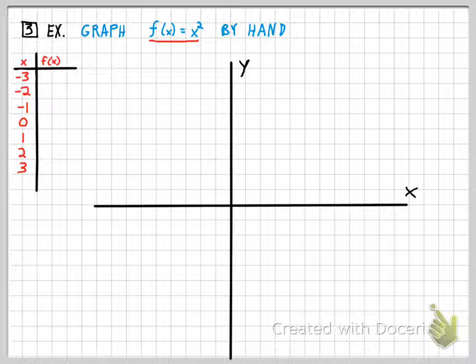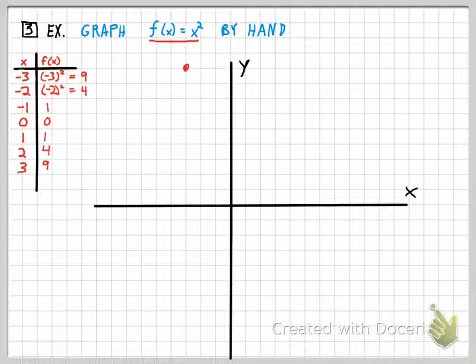So if my input is negative 3, my output would be negative 3 squared, and that of course is 9. Negative 2, if that's my input, my output's going to be 4, and I think you can pretty quickly fill in the table with the rest of these values. And what I want to think of is that each of these values is really just a coordinate on an xy plane. So when my input x is negative 3, my output's going to be 9. And so that's actually a point on the function, right?